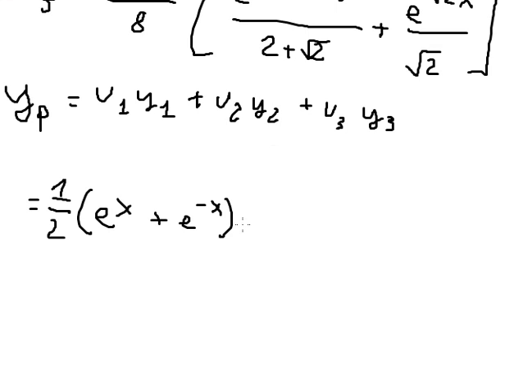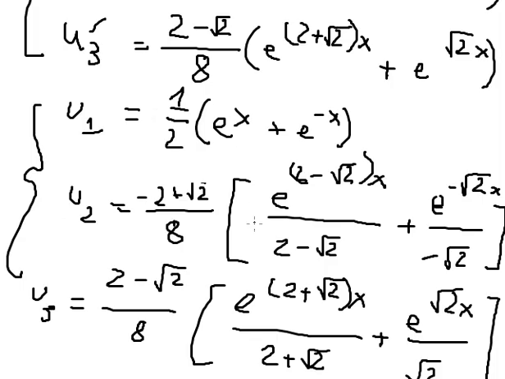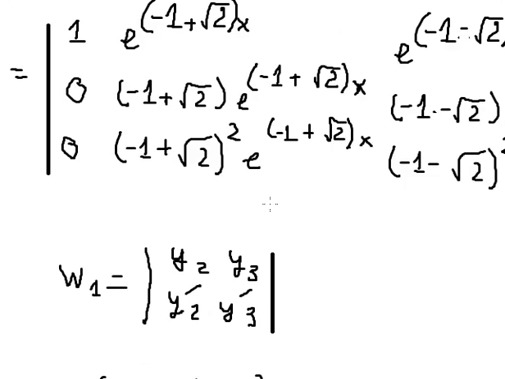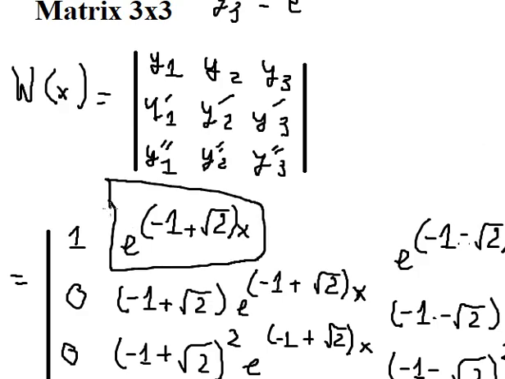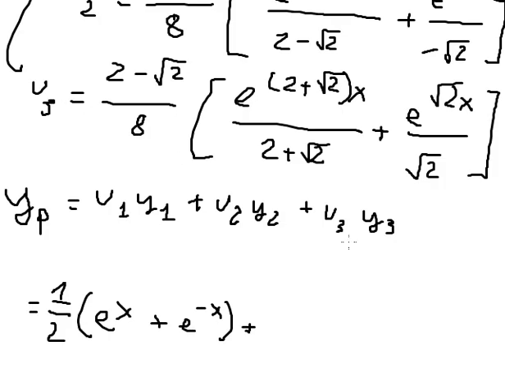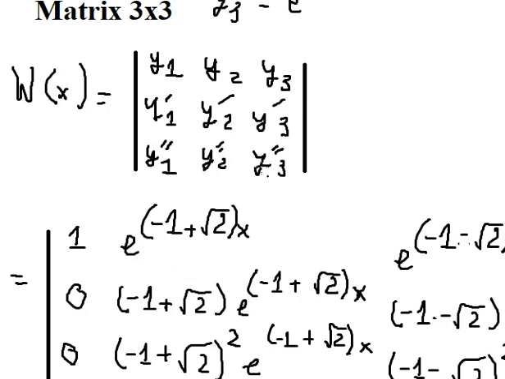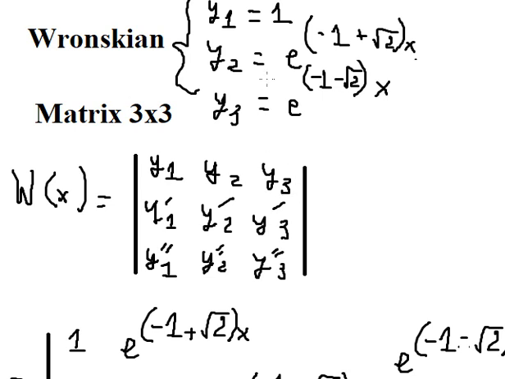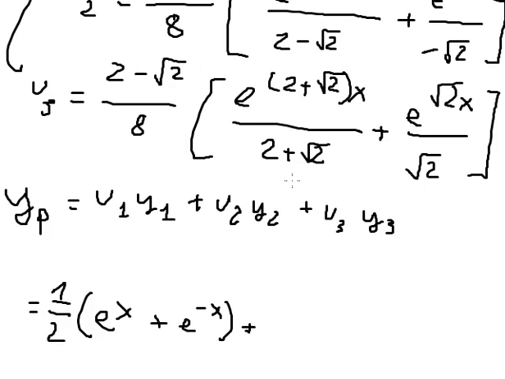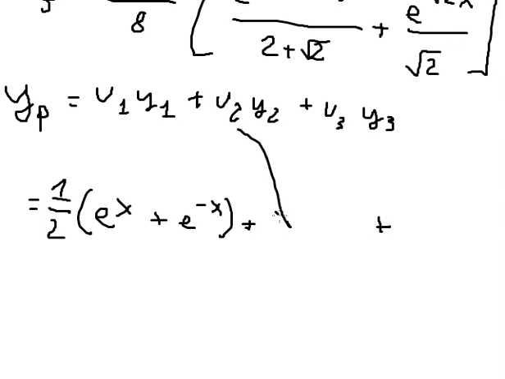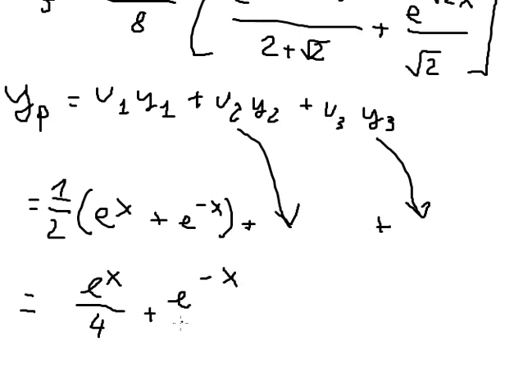And the next one, u number 2, that's it in here, and y number 2, that is in here, and u number 3, that's it in here, with y number 3, that is in here. Now if we simplify everything, and we have e to the power of s over number 4 plus e to the power of negative s over number 4.